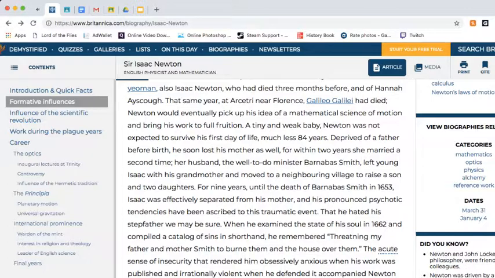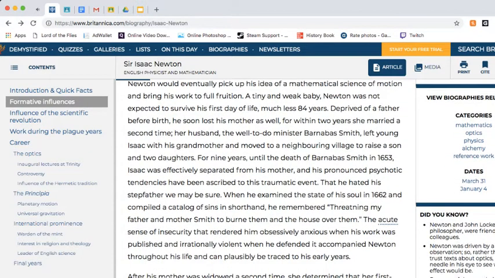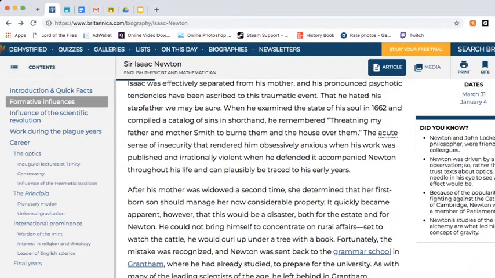That he hated his stepfather we may be sure. When he examined the state of his soul in 1662 and compiled a catalogue of sins in shorthand, he remembered "threatening my father and mother Smith to burn them in the house over them." The acute sense of insecurity that rendered him obsessively anxious when his work was published and irrationally violent when he defended it accompanied Newton throughout his life and can plausibly be traced to his early years.